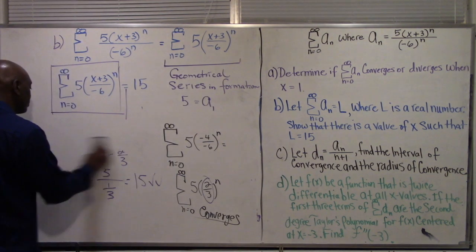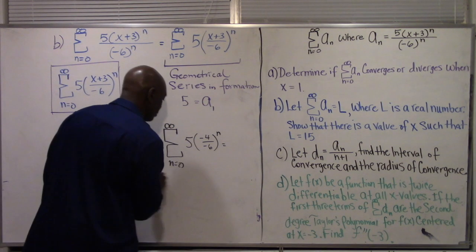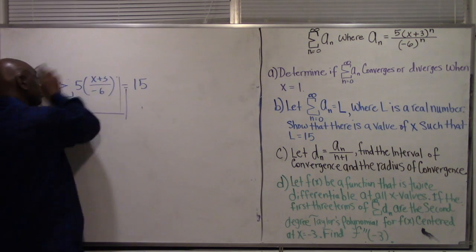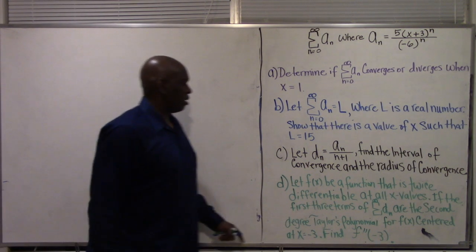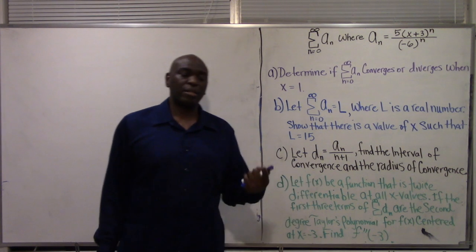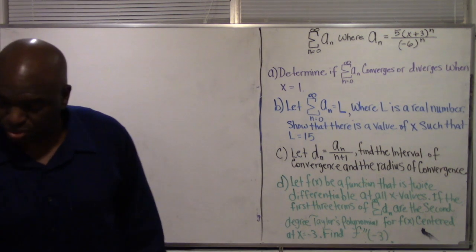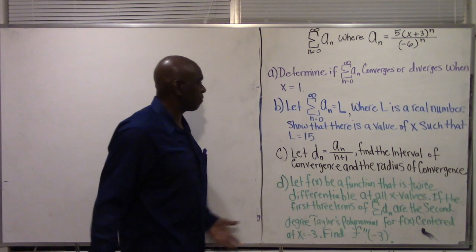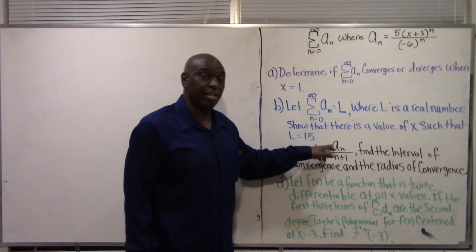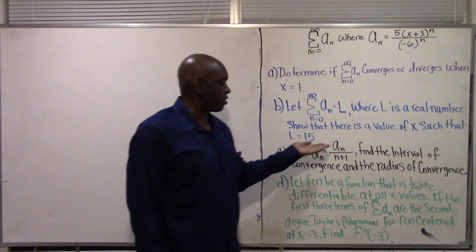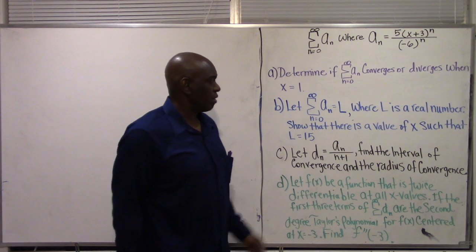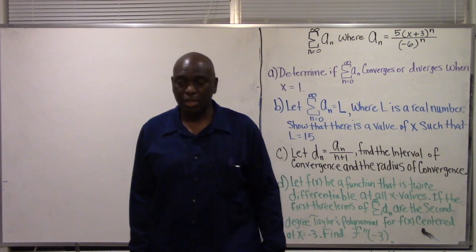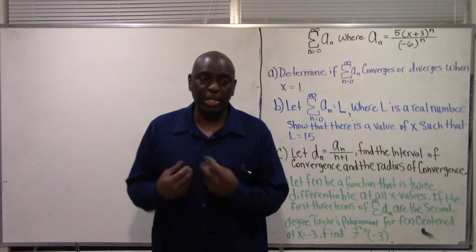C. Let d_n. Now d_n, that's a different sequence now. It's not a_n, now it's d_n. Alright. Let d_n equal a_n divided by n plus 1. So we have the sequence a_n divided by n plus 1. Find the interval of convergence and the radius of convergence. So let's go after the interval of convergence and the radius of convergence.